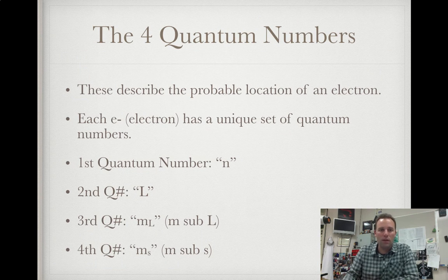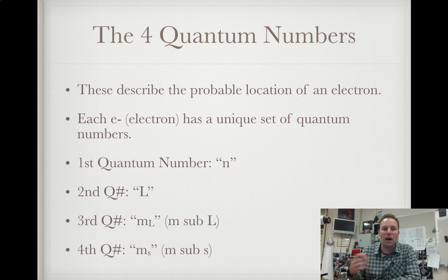So the 4 quantum numbers that tell us the probable location of the electron are called n. That's the first quantum number, or the principal quantum number. The second quantum number is called l. The third quantum number is called m sub l. And the fourth quantum number is called m sub s. And again, they get more and more specific.